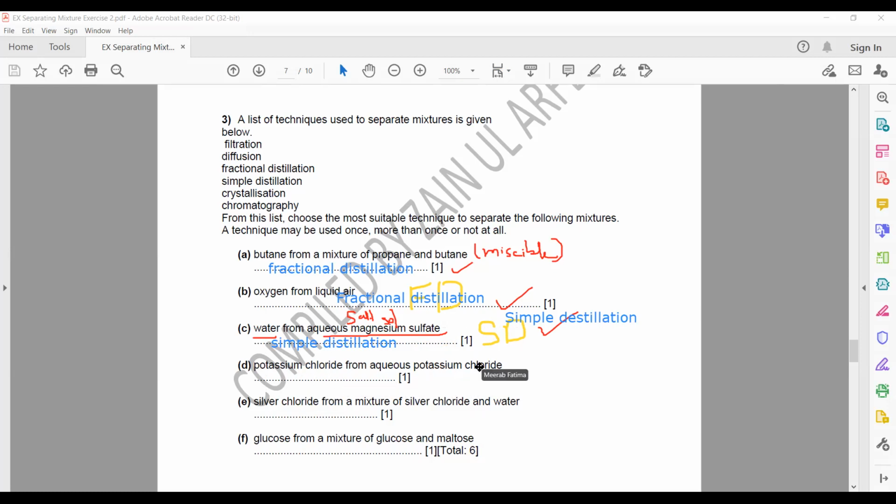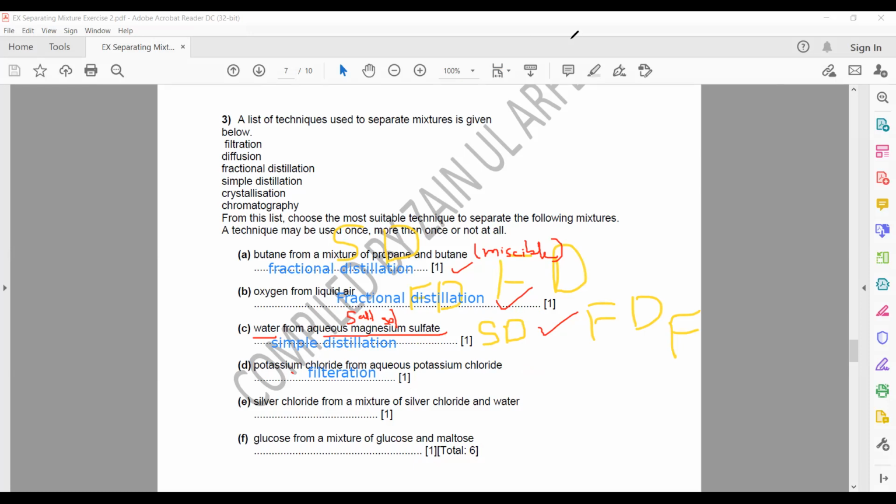Potassium chloride from aqueous potassium chloride means we need now soluble salt from solution. Potassium chloride salt we need from salt solution. So which technique is suitable if we need the salt from salt solution? It's a soluble salt. If you remember that table which we discussed, potassium chloride is a soluble salt.